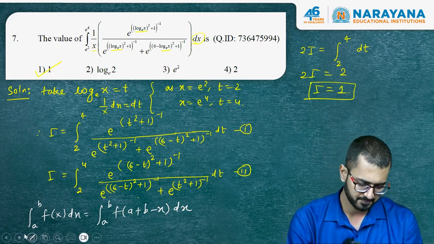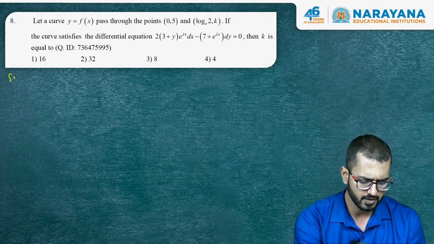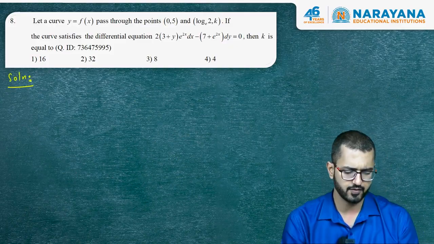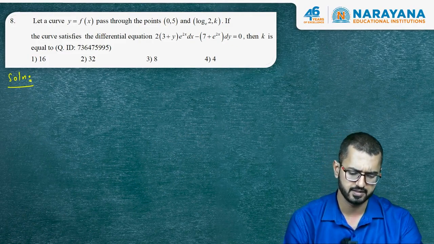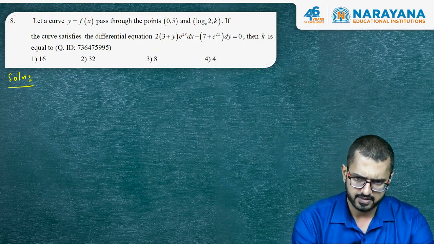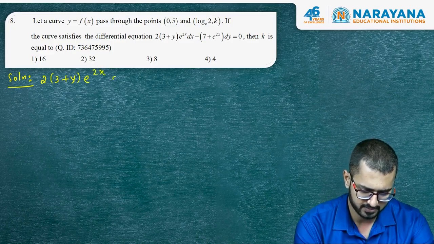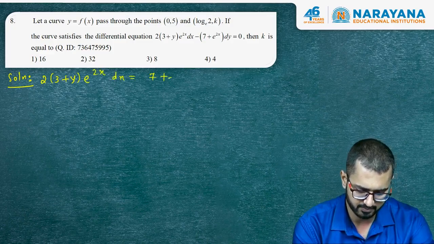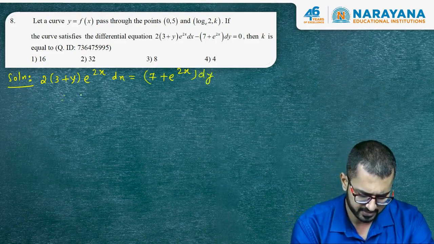Okay. Coming to the next question, question number 8. Question number 8 is from differential equations. We have a curve passing through the points (0, 5) and (ln 2, k). If the curve satisfies the differential equation, our goal is to handle this differential equation. So we'll write e to the power 2x dx will be equal to (7 plus e to the power 2x) dy.